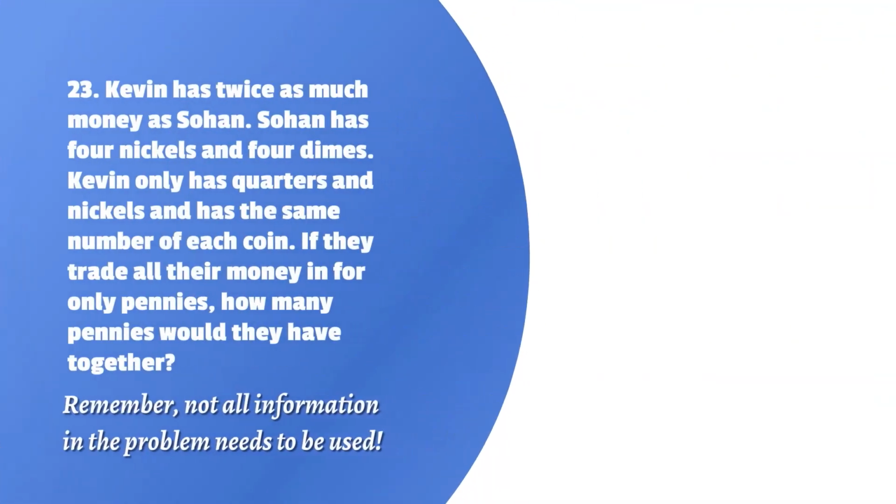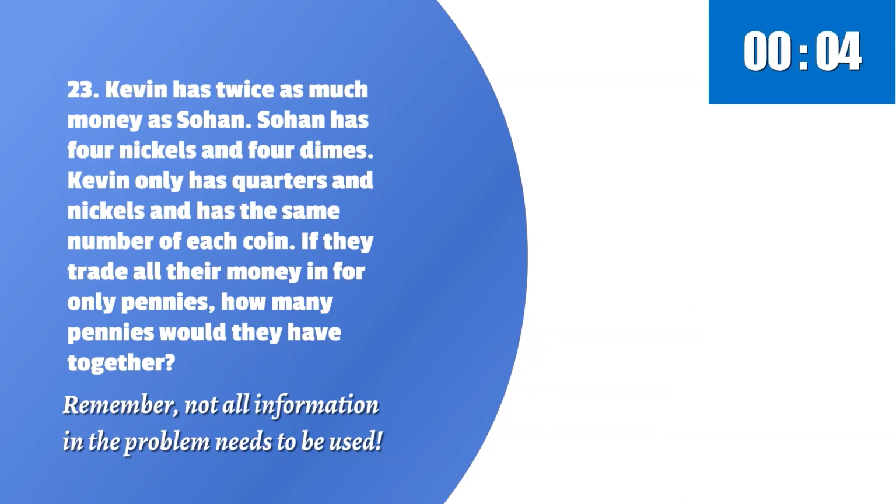Number 23. Kevin has twice as much money as Sohan. Sohan has 4 nickels and 4 dimes. Kevin only has quarters and nickels and has the same number of each coin. If they trade all their money in for only pennies, how many pennies would they have together? Remember, not all information in the problem needs to be used.